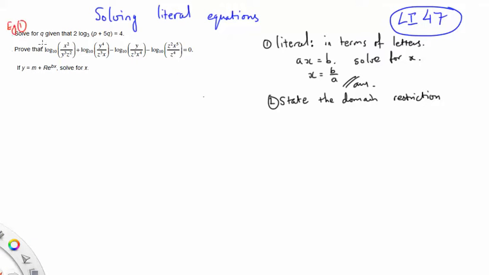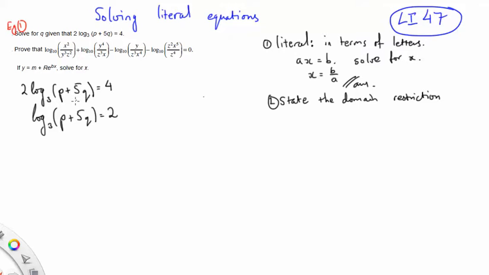Solve for q given that 2 log base 3 of (p plus 5q) equals 4. So this is where our strong algebra skills are needed. We need to be very confident with our log laws, with our algebra in general. So it's like peeling an orange. You start from the outside. We're solving for q. You start with the thing furthest away, which is this 2 out here. Let's divide both sides by 2. So you get log base 3 of (p plus 5q) equals 2.